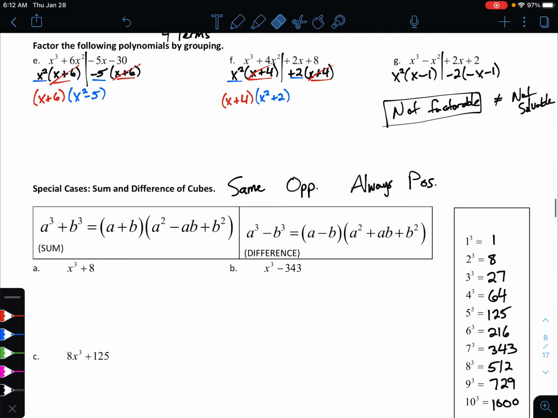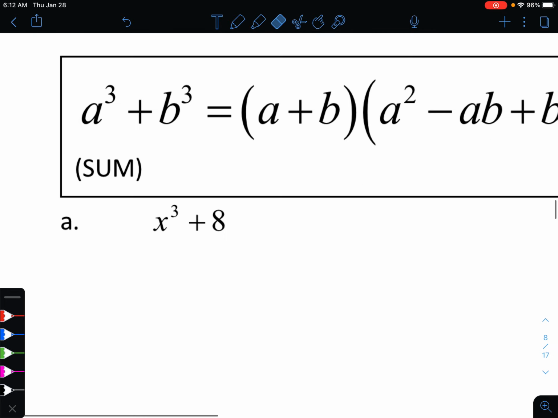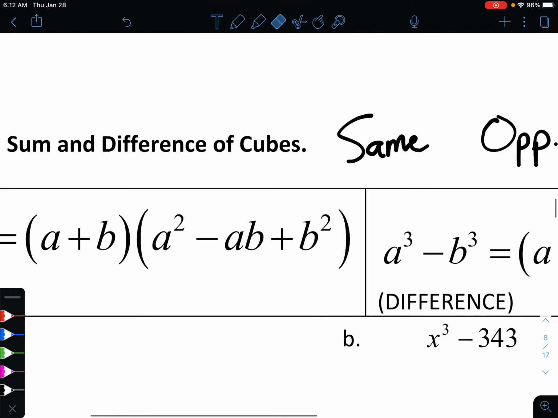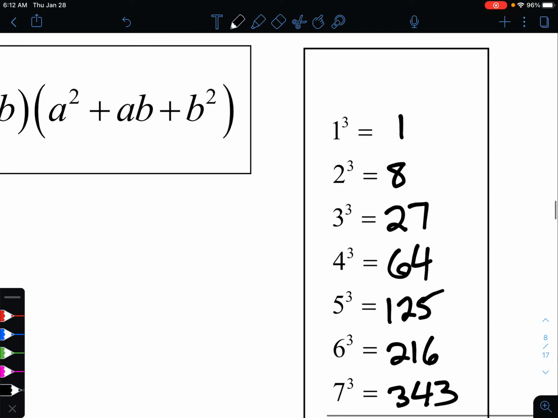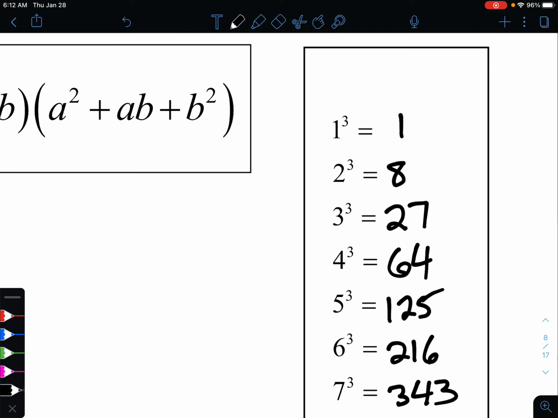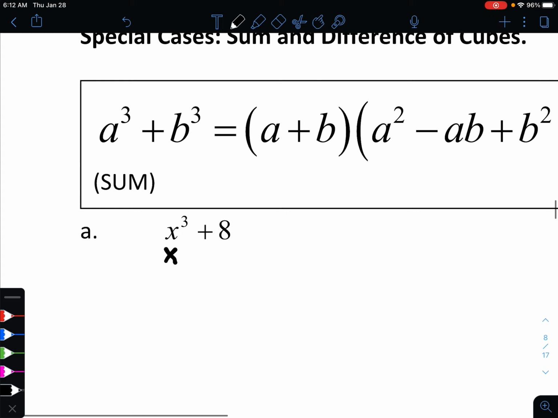Okay, so let's go ahead and look at a few examples. For this first example, for example A, we've got x cubed plus 8. So we are going to be using the sum of cubes formula, which is actually right above it. Now, in order to do that, we need to know what A and B are. In other words, we need to know what is being cubed to get to x cubed and to get to 8. For the variable, it's usually pretty easy. Obviously, x is what's being cubed to get x cubed. For 8, we can take a look at our perfect cubes. 8 is the number 2 cubed, so 2 is what is being cubed to get to the number 8. In other words, A is going to be x, B is going to be 2.